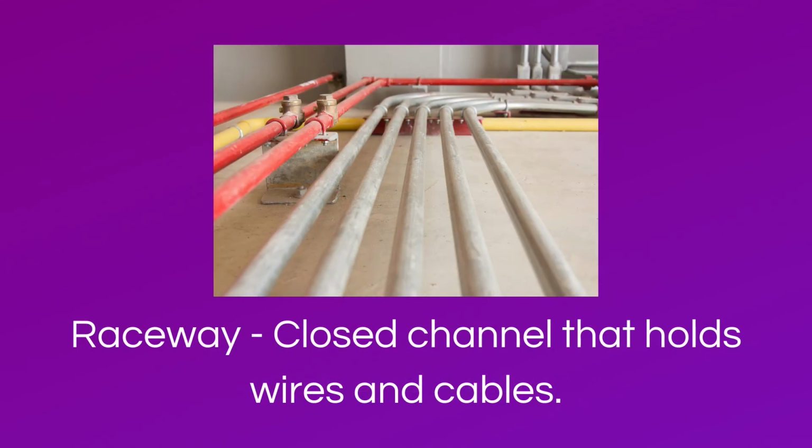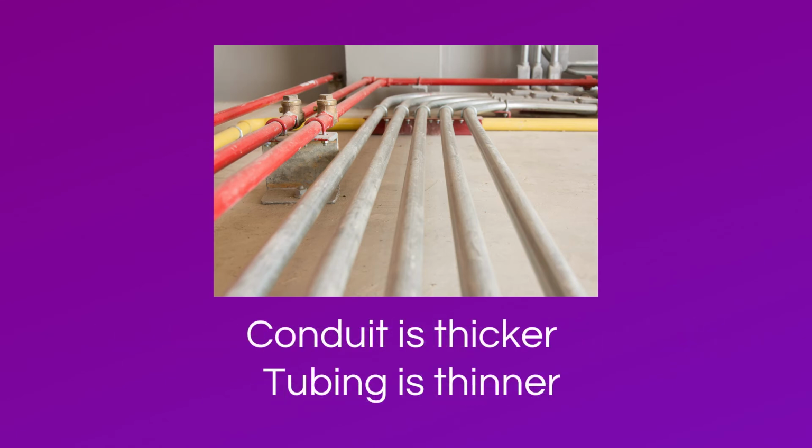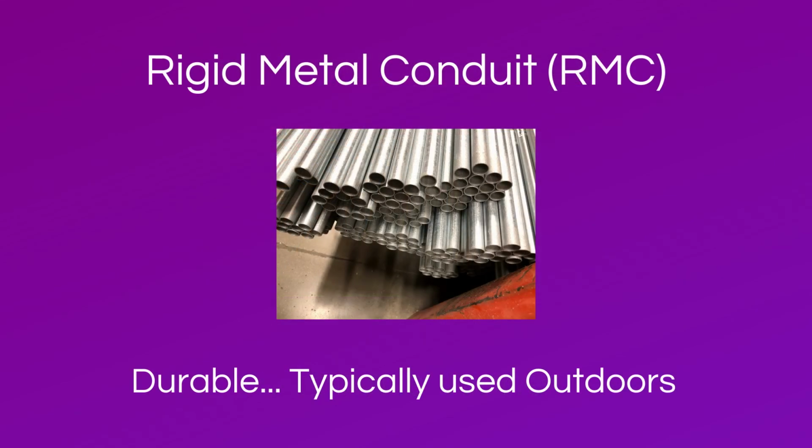Sometimes it is ideal or even required for wires and cables to be placed inside a raceway. A raceway is an enclosed channel of metallic or non-metallic material designed specifically for holding wires and cables. Heavier walled raceways are called conduit, while thinner walled raceways are called tubing. The next part of this video will discuss commonly used raceways. Rigid metal conduit, also known as RMC, is thick-walled, durable conduit typically used outdoors because of its resilience. However, it is difficult to handle.